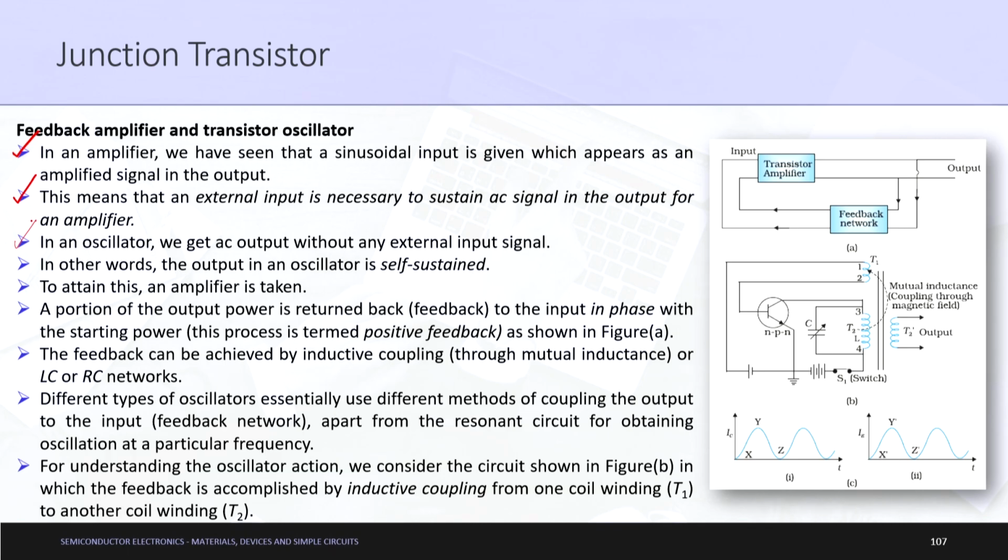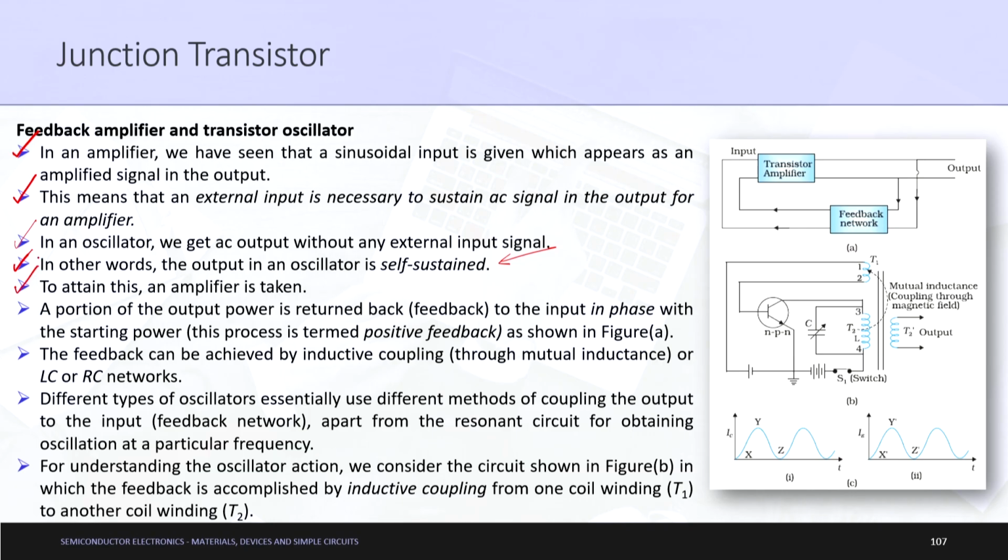So, what happens in an oscillator? In an oscillator we get AC output without any external input signal. That is the basic way in which an oscillator works. We just use the output as an input, and we finally get the output of the oscillator signal. In other words, the output of an oscillator is self sustained. Nothing more needs to be explained here.